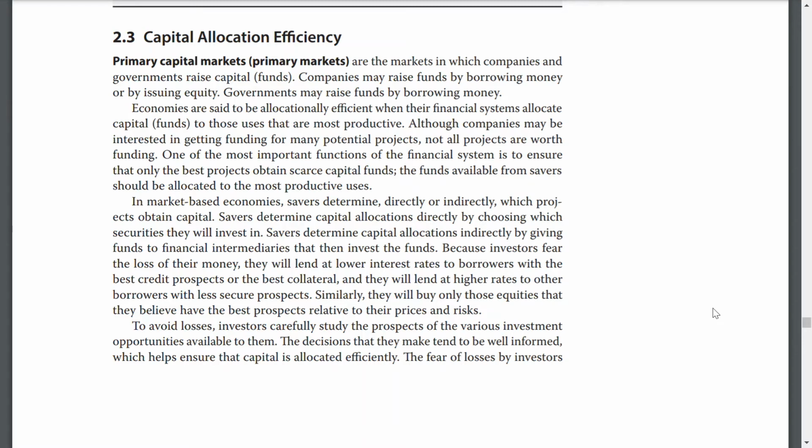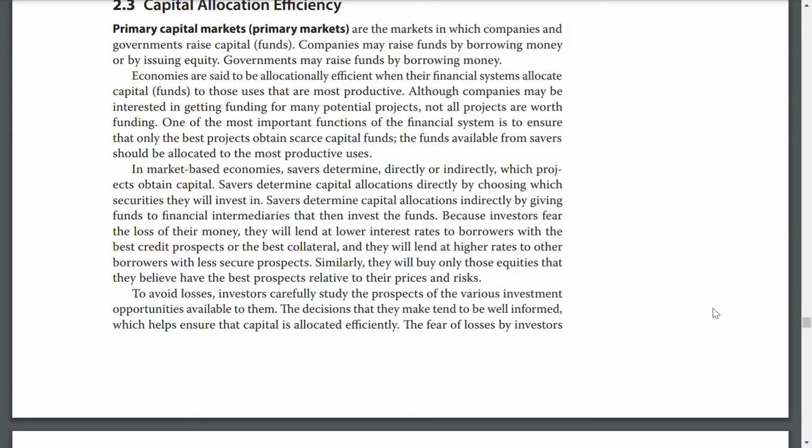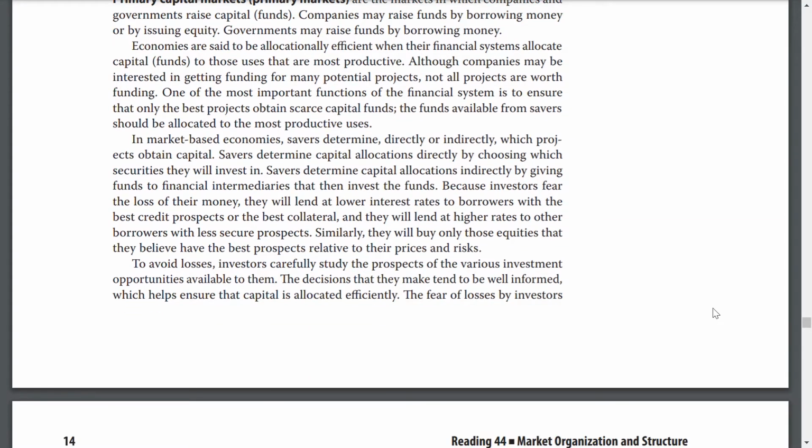Because investors fear the loss of their money, they will lend at lower interest rates to borrowers with the best credit prospects or the best collateral. They will lend at higher rates to other borrowers with less secure prospects. Similarly, they will buy only those equities that they believe have the best prospects relative to their price and risk.